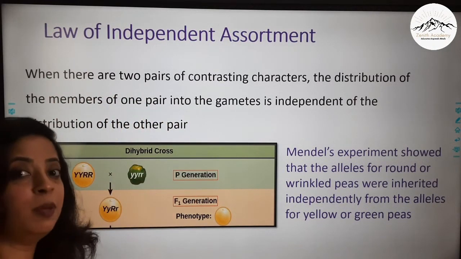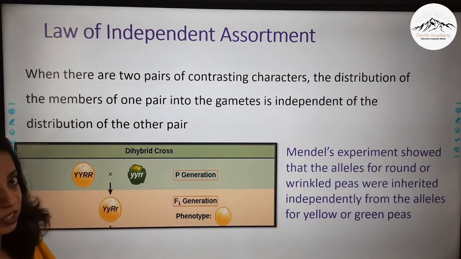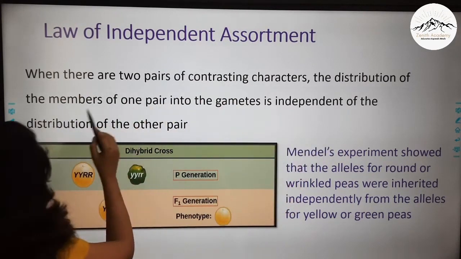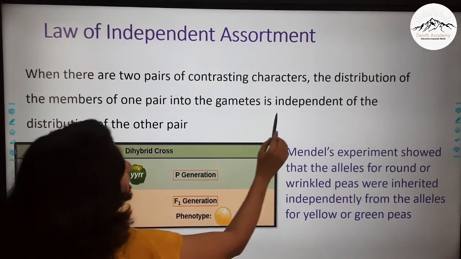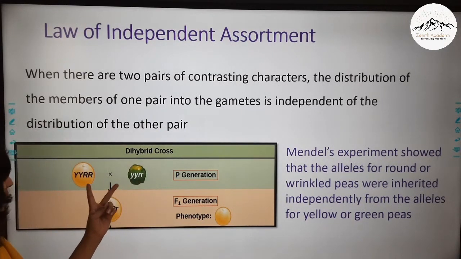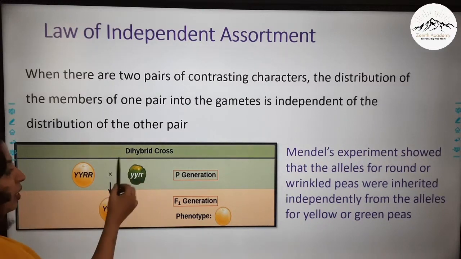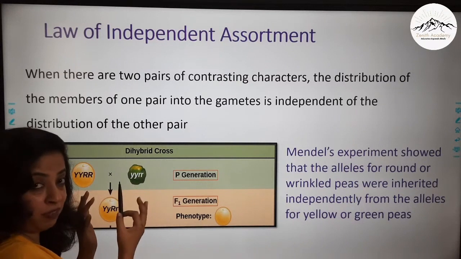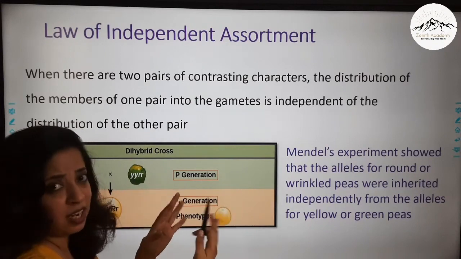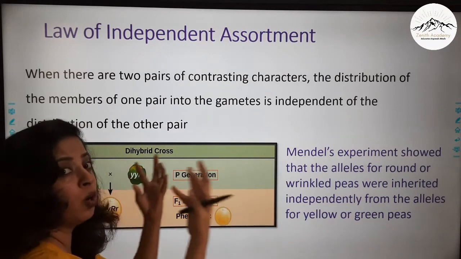They are assorted independently. So we saw in the dihybrid cross of Mendel's experiment that he had taken two characteristics. So here, when there are two pairs of contrasting characters, the distribution of the members of one pair into the gametes is independent of the distribution of the other pair. Mendel had taken, for example, two different varieties, yellow and round, and green and wrinkled. The color of the seed is one character, and the shape of the seed, whether it is round or constricted or wrinkled, is another character. So there were two contrasting characters.